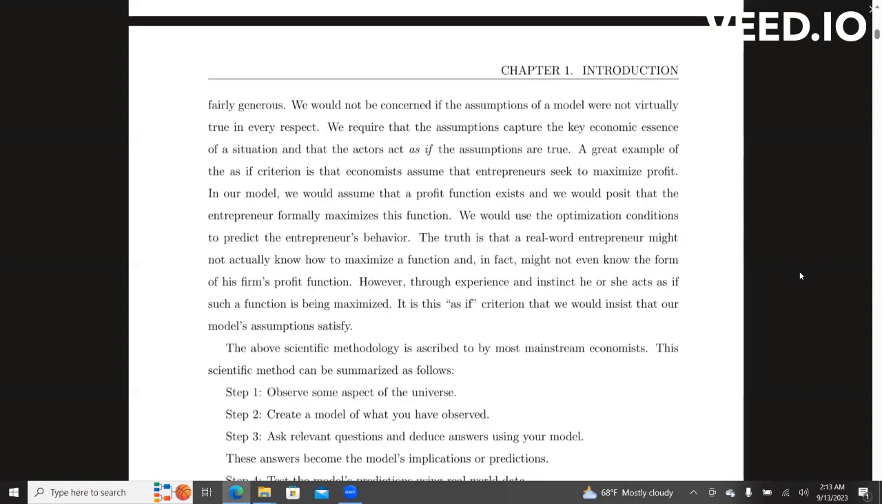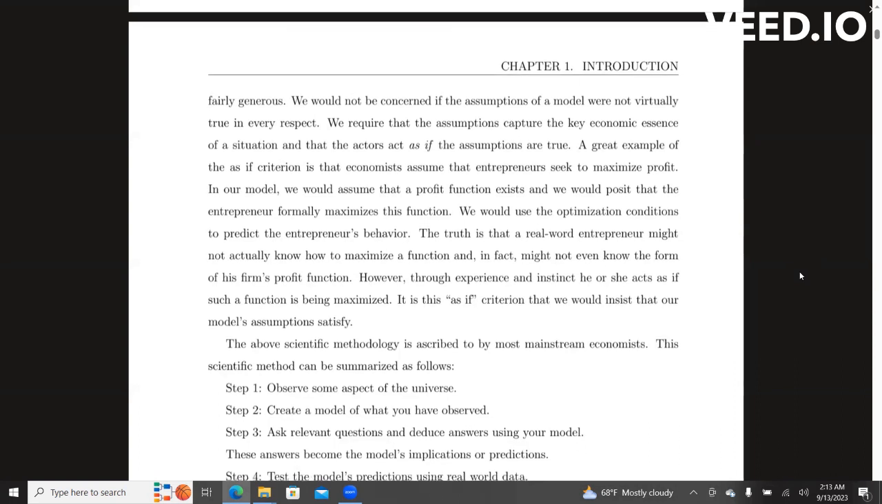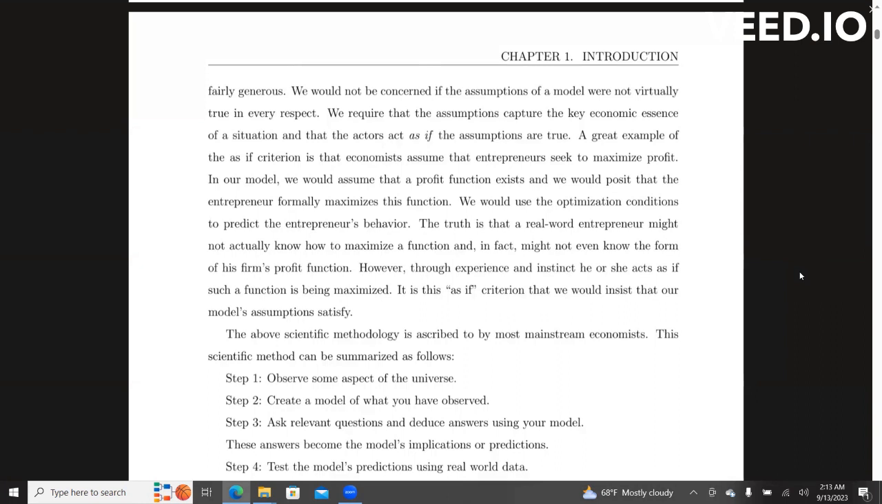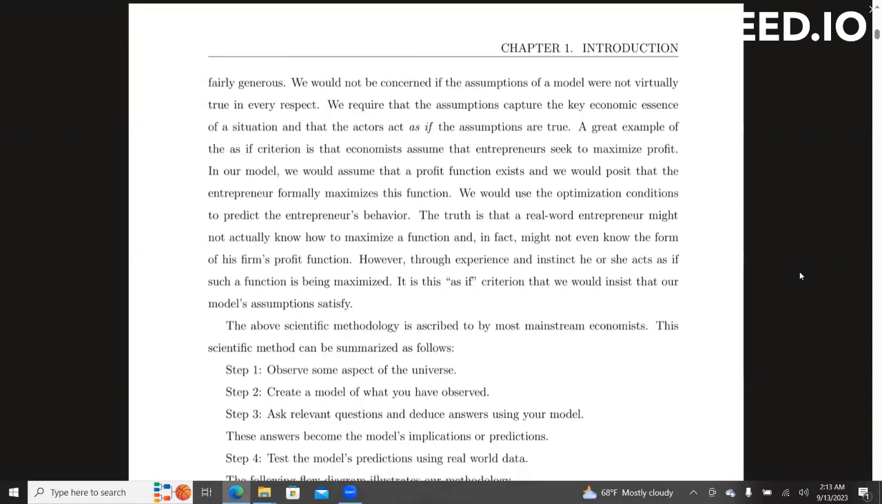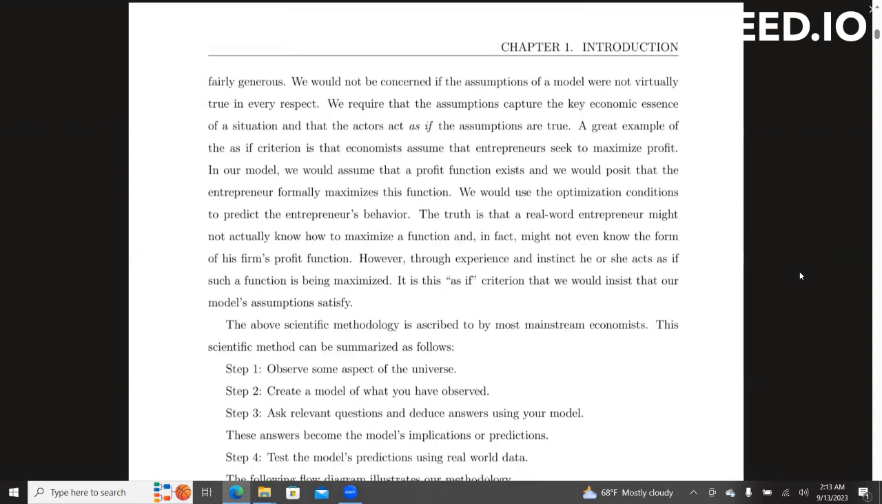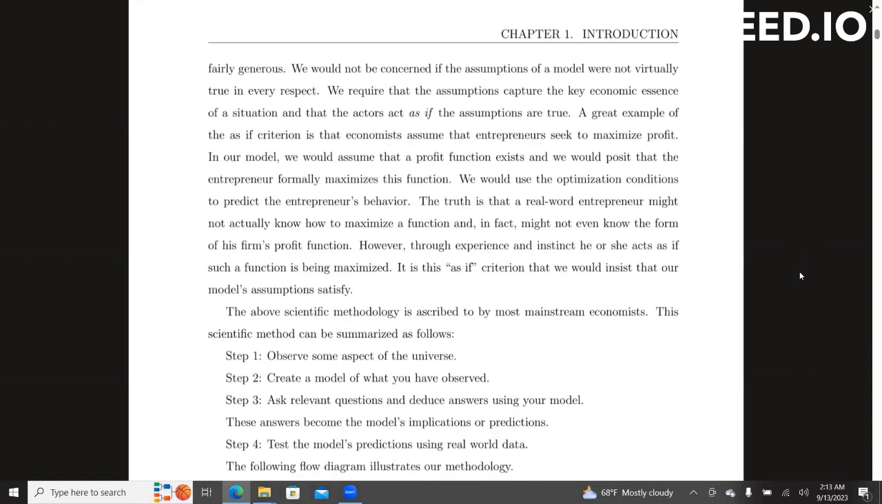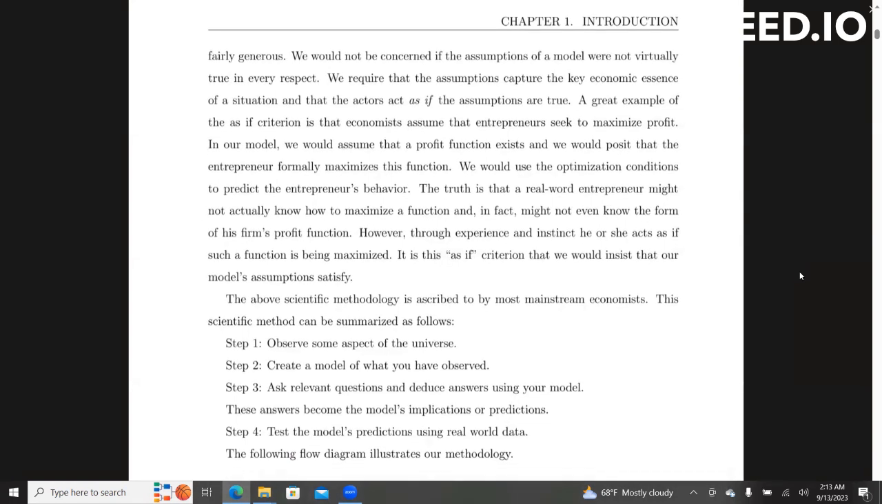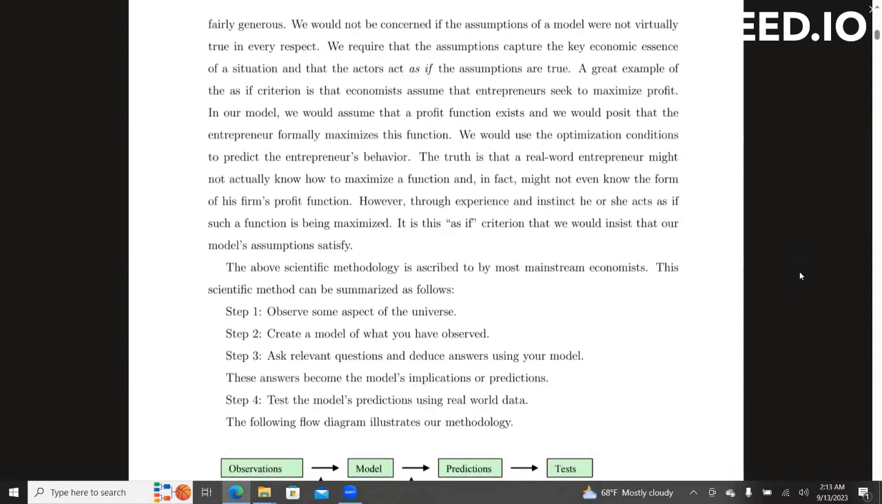to maximize profit. In our model, we would assume that a profit function exists, and we would posit that the entrepreneur formally maximizes this function. We would use the optimization conditions to predict the entrepreneur's behavior. The truth is that a real world entrepreneur might not actually know how to maximize a function, and in fact, might not even know the form of his firm's profit function.